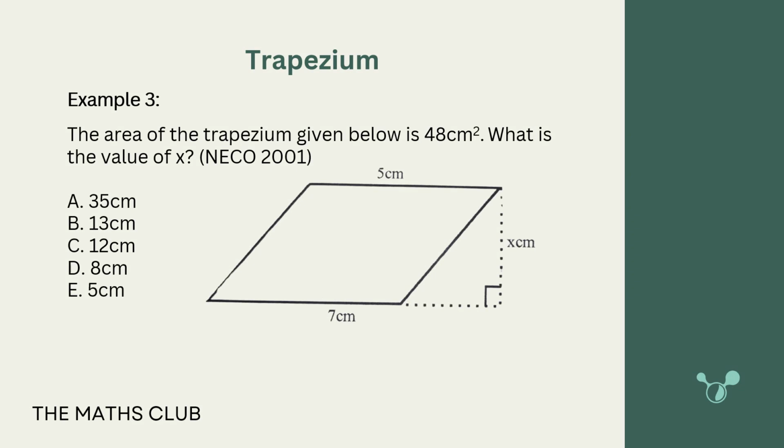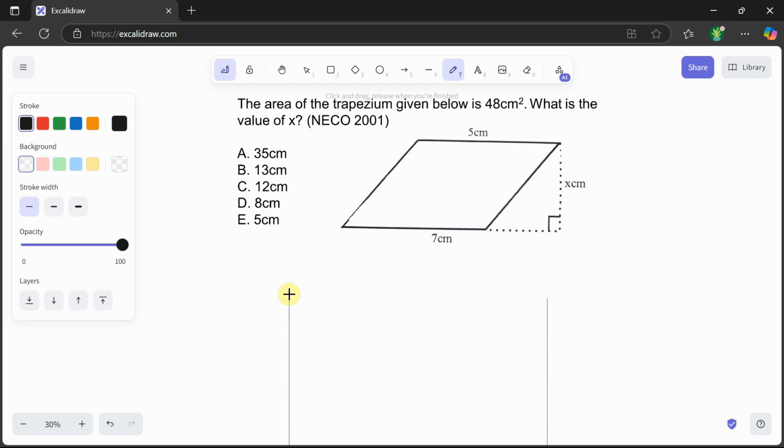Welcome back. Let's look at it together. So the area of the trapezium, what do we say the area of a trapezium is? Area of a trapezium is half (a plus b) multiplying h, where a and b are the bases. So that would be what we're given. We're told that the area is 48 centimeters square, the a is 5 centimeters, the b is 7 centimeters, and this is the height.